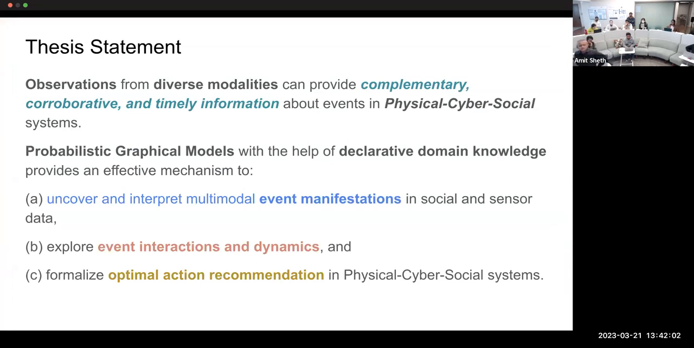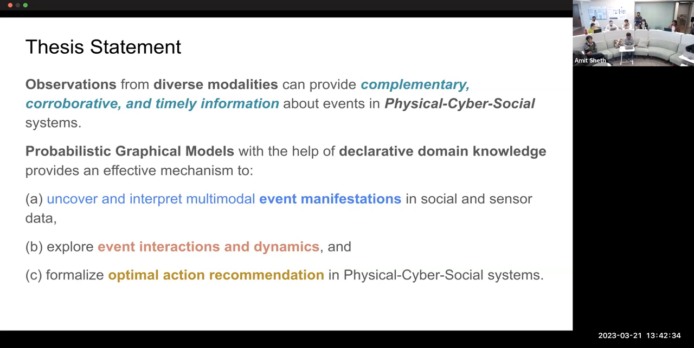Basically, it has two major components. The first one is that observations from diverse modalities can provide complementary, collaborative, and timely information about events in physical cyber social systems. And the second component is that probabilistic graphical models, with the help of declarative domain knowledge, provide an efficient mechanism to uncover and interpret multimodal event manifestations in social and sensor data.